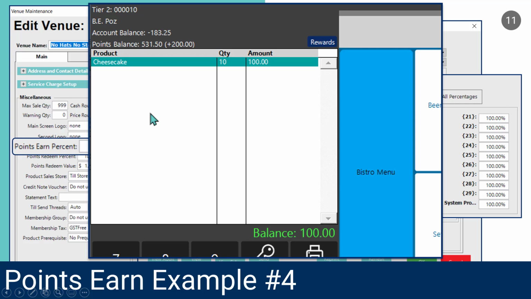Now for a similar outcome, we could also opt to leave the accounts level percentage at 100%, and we could change the venue's earn percentage to 200%. As you have probably caught on from your time in this course already, there are oftentimes multiple ways to achieve a desired result, and it's just a matter of what works best for your situation or for a customer situation.